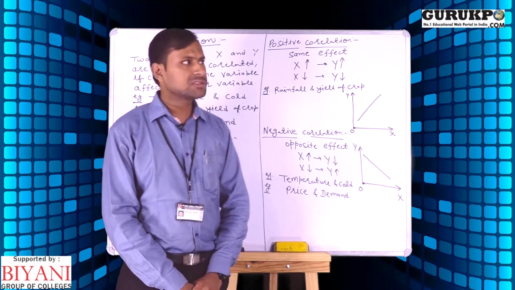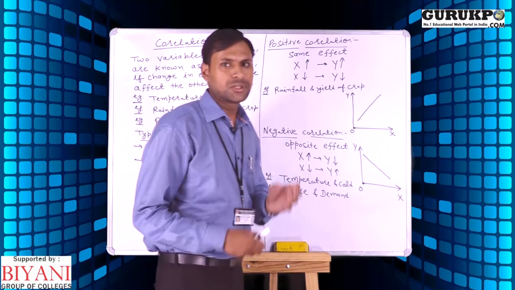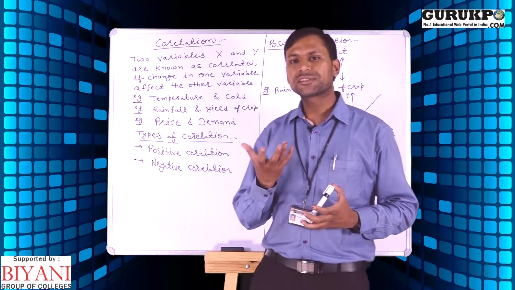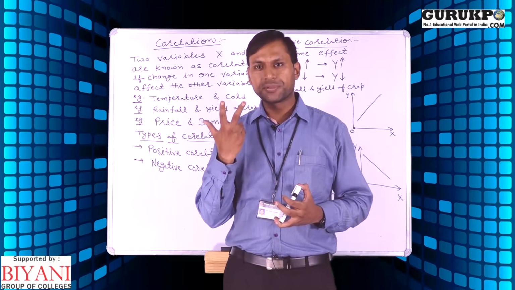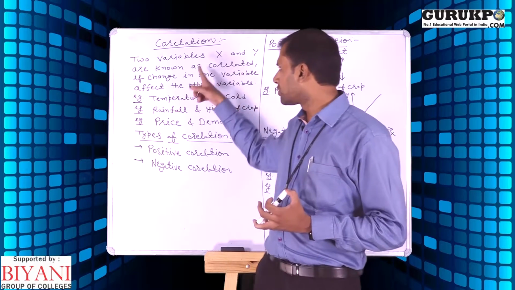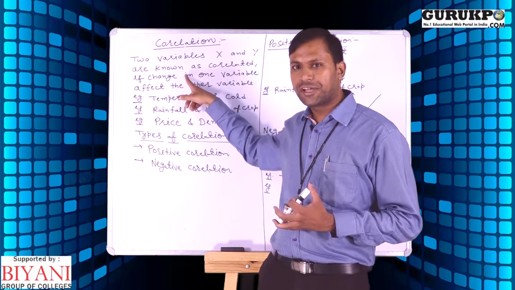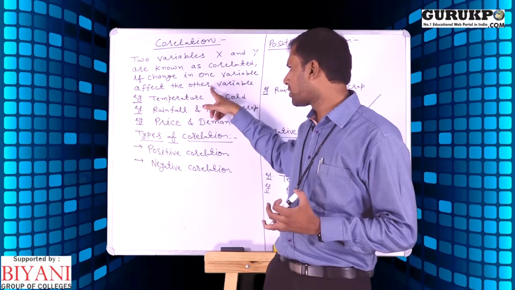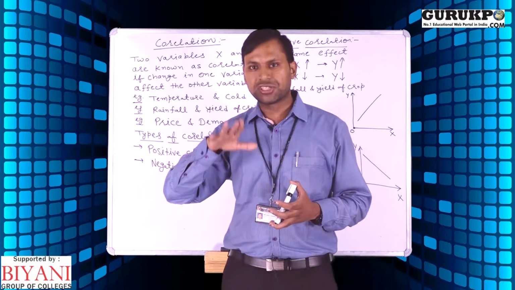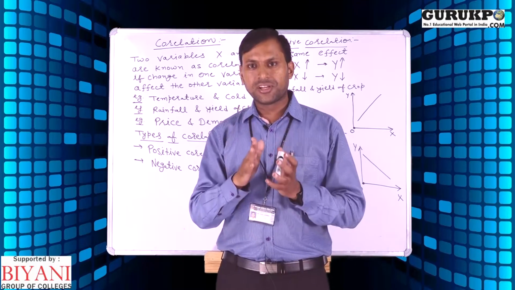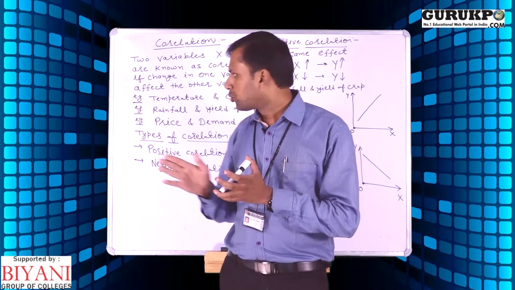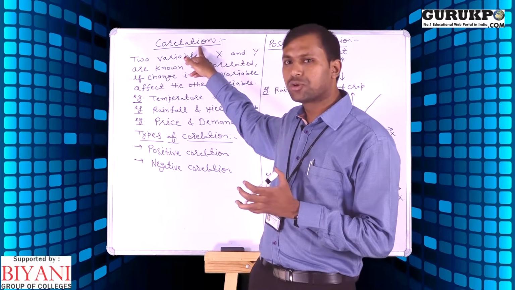Today we will discuss correlation. At first, we discuss what correlation is. Two variables x and y are known as correlated if any change in one variable affects the other variable. If we make any change in variable 1, it will affect variable 2. Then these variables are known as correlated.